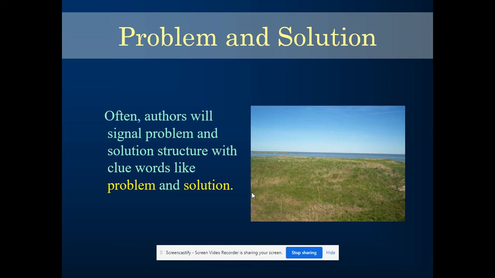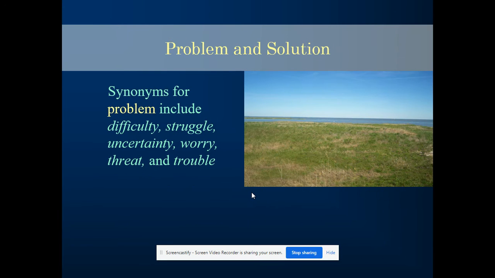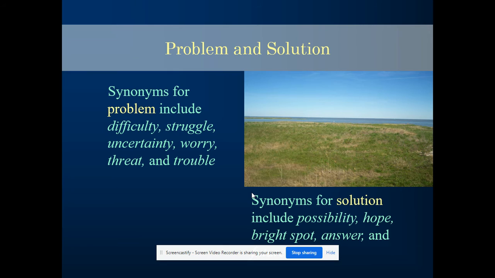So authors will use those signal words again, and the words are problem and solution. So if you see problem and solution in a text, it's a pretty good guess that it's problem and solution structure. They could also use the words difficulty, struggle, worry, threat, uncertainty, and trouble, because those all mean about the same as problem, which means that they're synonyms for problem. Solution has synonyms as well. So, how you fix it, how you solve it. So, you've got things like bright spot, possibility, hope, answer.